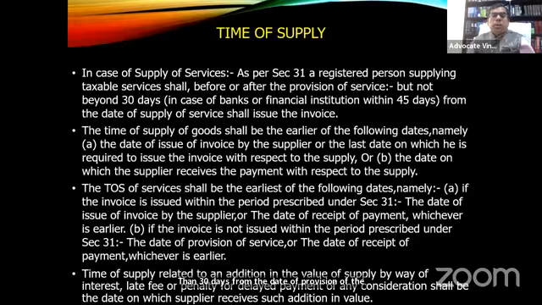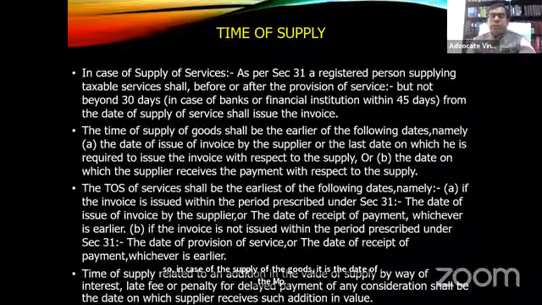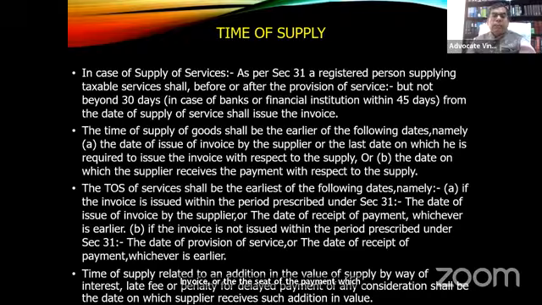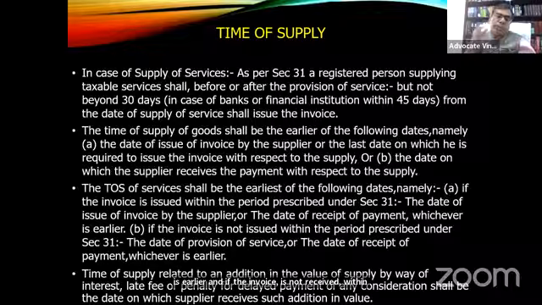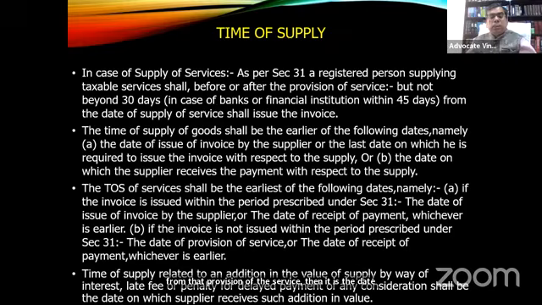So in case of the supply of goods, the date of the issue of the invoice or the receipt of the payment, whichever is earlier, will be the time of supply. And in case of the supply of services, it is the date of the issue of the invoice or the date of receipt of the payment, whichever is earlier. And if the invoice is not issued within 30 days from the provision of the service, then the date of the provision of the service will be deemed to be the time of supply of service.